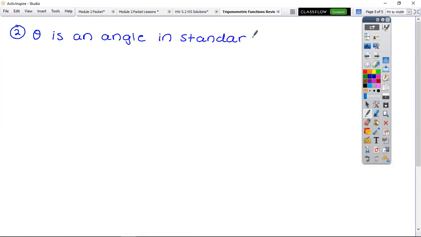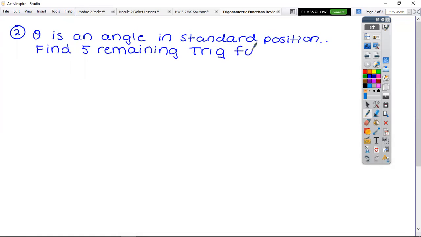Standard position, hypotenuse goes right to the origin. Find the 5 remaining trig functions. So find the 5 remaining trig functions. You can abbreviate anything you'd like. And these are all just going to be ratios again. So I am going to give you that sine of theta is equivalent to -4 divided by 5. And that your angle is going to terminate in quadrant 4.